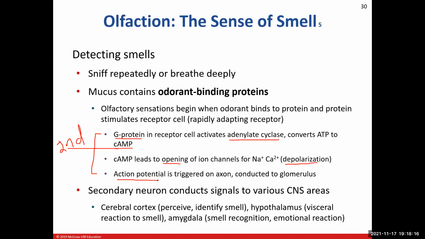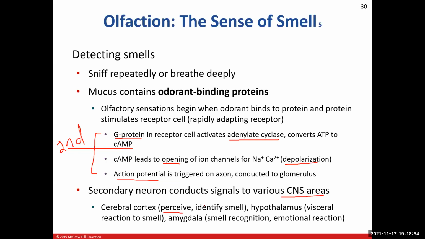The action potential then travels down our primary axon towards the olfactory glomerulus. Then we have our primary neuron synapsing onto our secondary neuron. That secondary neuron, the neurons of the mitral cells and the tufted cells, are going to travel to various areas in your central nervous system. It'll go to the temporal lobe in the cerebral cortex, so you can actually perceive that you're smelling something. And if you have a memory of it located in the cerebral cortex, you'll be able to identify the smell.